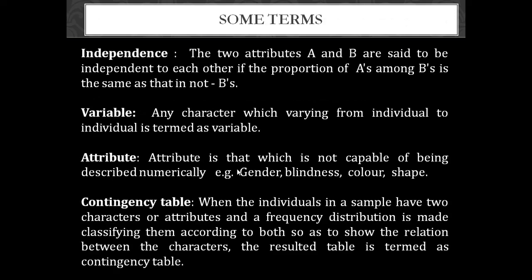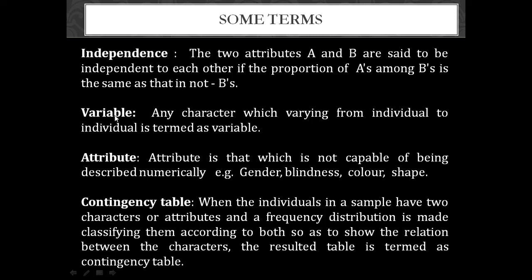Now, certain terminology which we normally use in the chi-square. The first one is what we mean by independence. Independence means that two attributes, that is, the qualitative characters A and B, are said to be independent. For example, flower color and its shape. If you take these two attributes, they are said to be independent of each other if the proportion of A among B's is the same as that among not-B's.